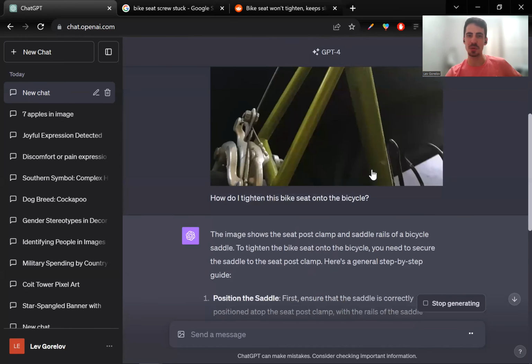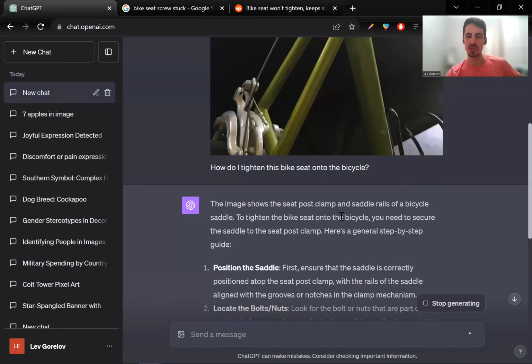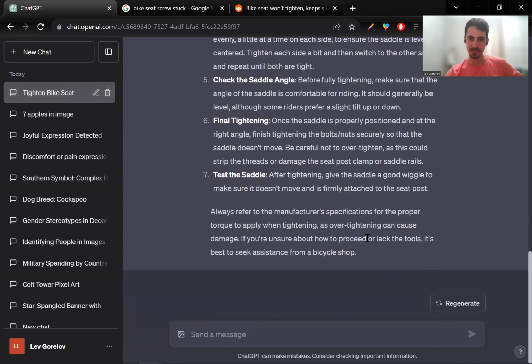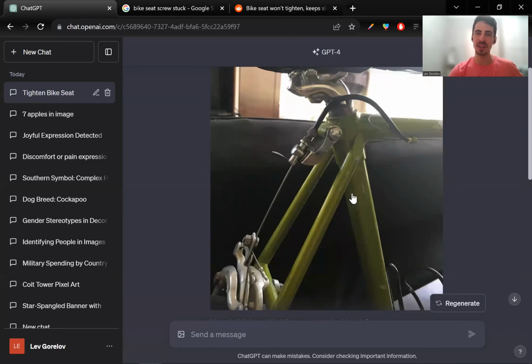And then it says if there are 2 bolts to tighten them evenly, which no, there are no 2 bolts, but it's just extrapolating, I'm guessing. And then it just tells me to tighten it evenly so it doesn't move around. And it also absolves itself of all responsibility by saying always refer to manufacturer specifications for proper torque, which is actually good advice. But what I would say is a kind of half pass on the test. Again, it's almost there, it's getting there.